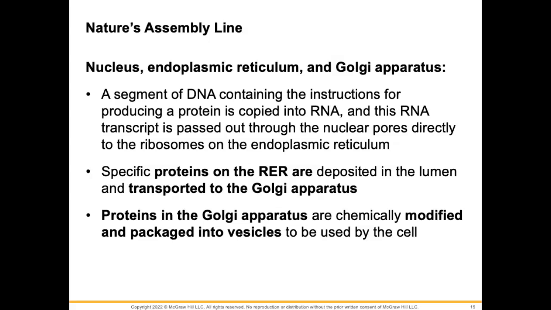So to finish this off, nature's assembly line is the nucleus, the ER, and the Golgi apparatus. A segment of DNA containing the instructions for producing a protein is copied onto RNA, and this RNA transcript is passed out through the nuclear pores directly to the ribosomes in the ER. Specific proteins on the rough ER are deposited in the lumen and transported to the Golgi apparatus, and then those proteins in the Golgi apparatus are chemically modified and packaged into vesicles to be used by the cell. So that's the end of part 1, and we'll pick up on part 2.